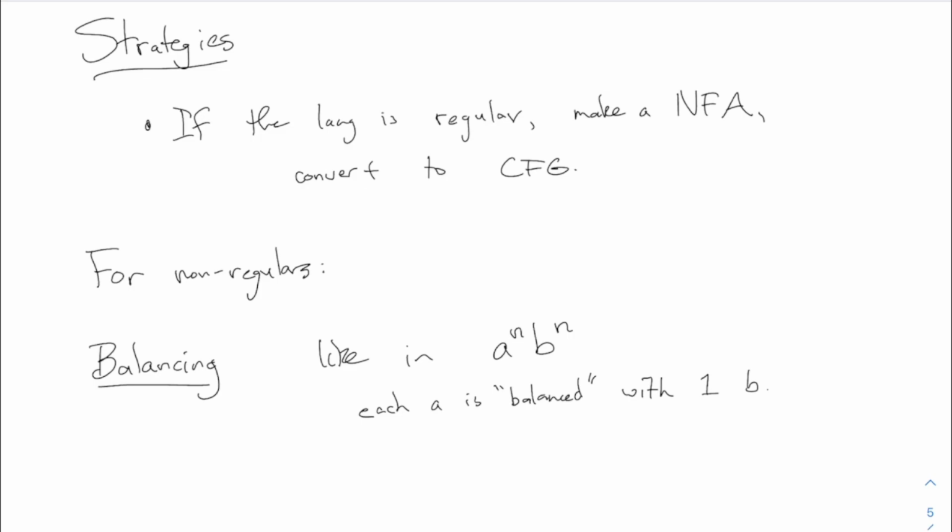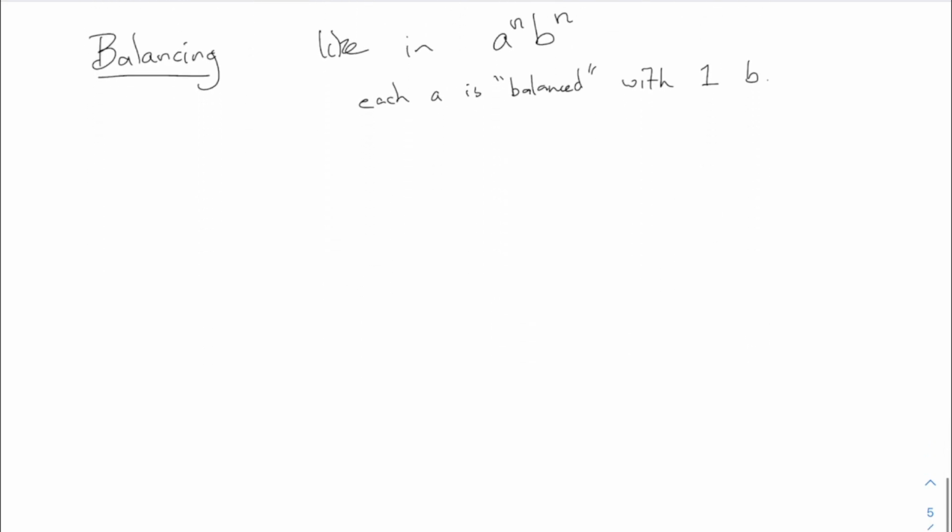And the basic strategy, how do you achieve this kind of balancing in a grammar? To achieve this balancing, you make the grammar so that the A and the B are created at the same time.